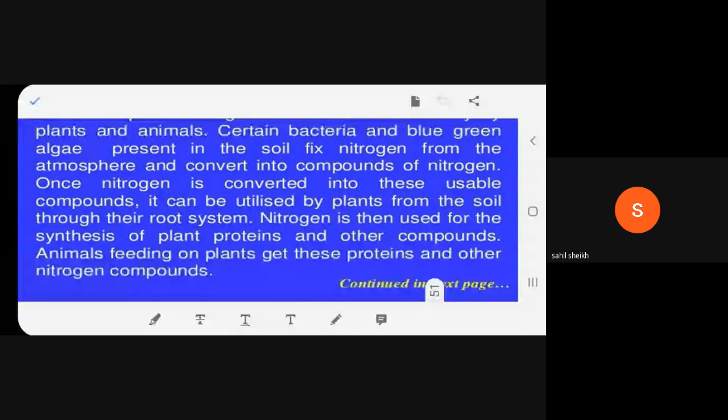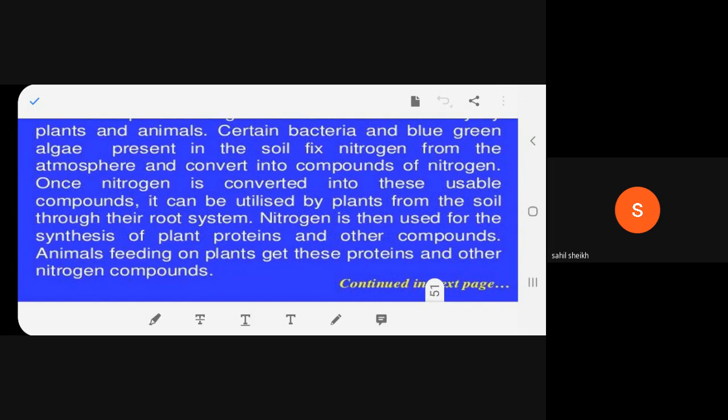Nitrogen is then used for the synthesis of plant proteins and other compounds. When it is taken up by the root system, it goes up to the shoot system, that is the plant, to the stem and then to the leaves. It is then used for the synthesis of plant proteins and other substances required by the plant.